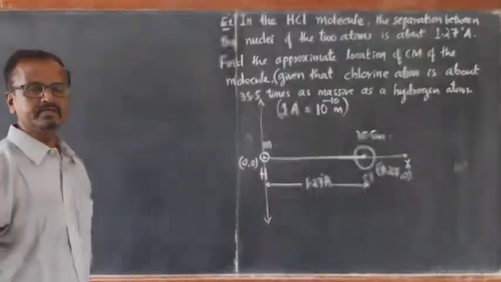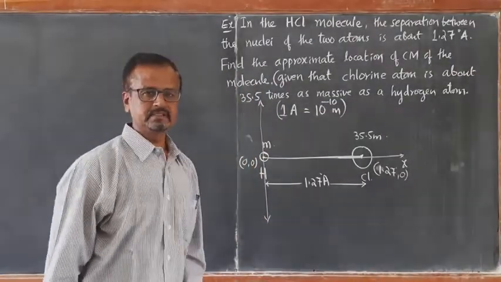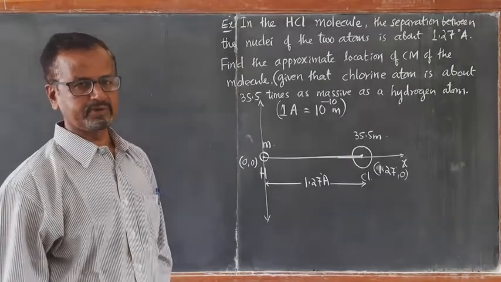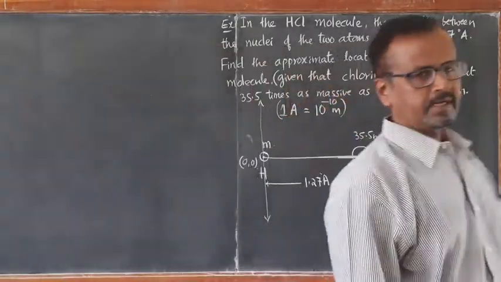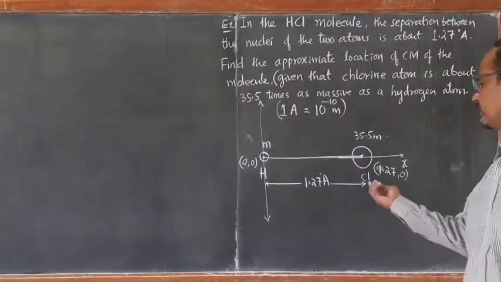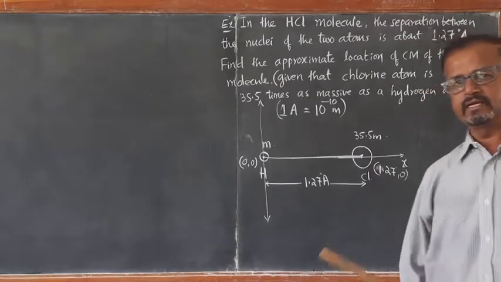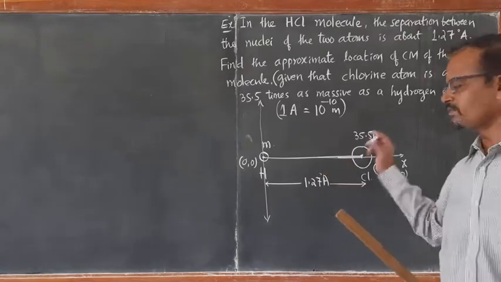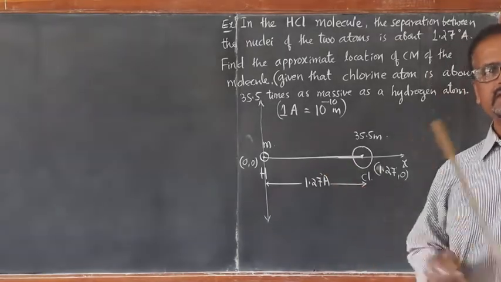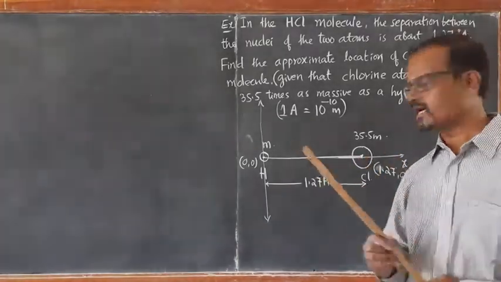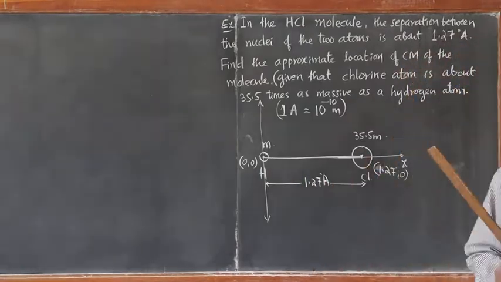Now we can find the center of mass. How do you find it? Same as before: m1x1 plus m2x2 divided by m1 plus m2 equals the position of the center of mass. Here it is a system of two particles. It is an example of a system of two particles. One is the hydrogen atom, another one is the chlorine atom.